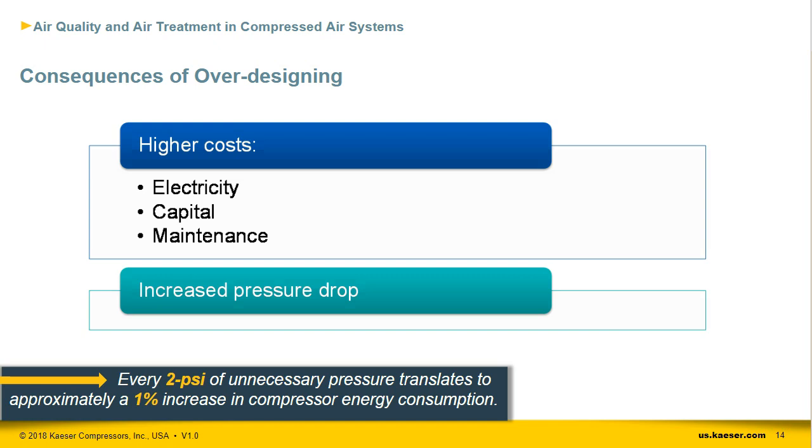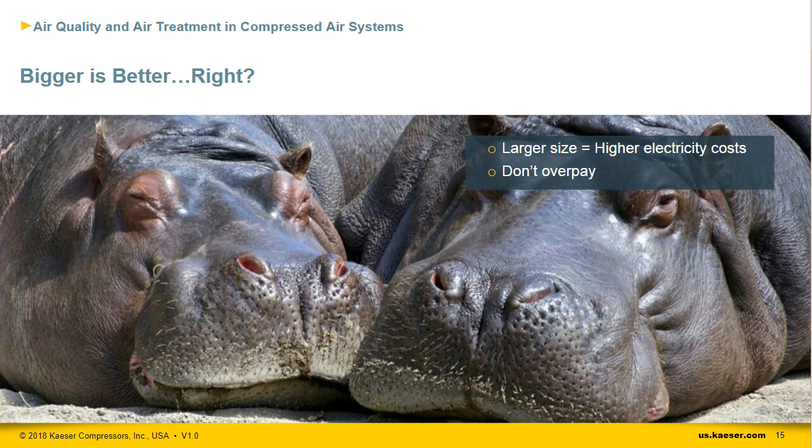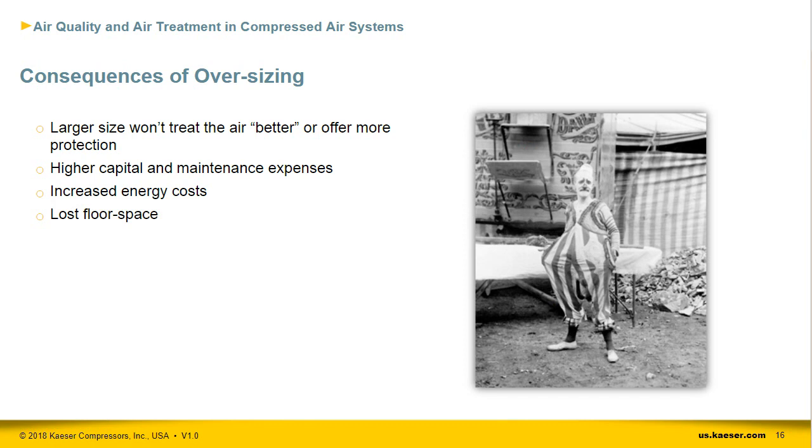Our next misconception is bigger is better. In practical terms, though, why spend more for something that you don't need? Larger dryers and filters won't remove more of the contaminants and give you better, cleaner quality of air. You'll be spending more money up front on capital for the equipment, spend more every day on electricity, and spend more throughout the life cycle of the equipment on maintenance. Additionally, you'll lose floor space, which could otherwise be used in more productive ways.